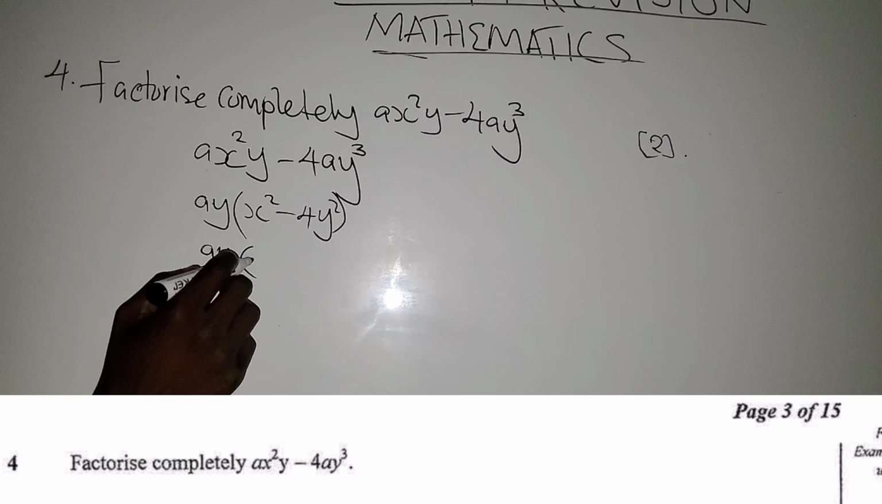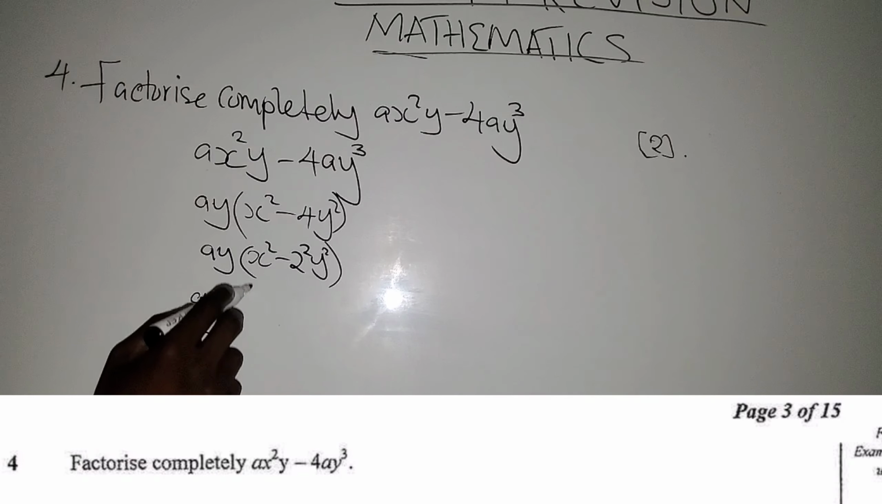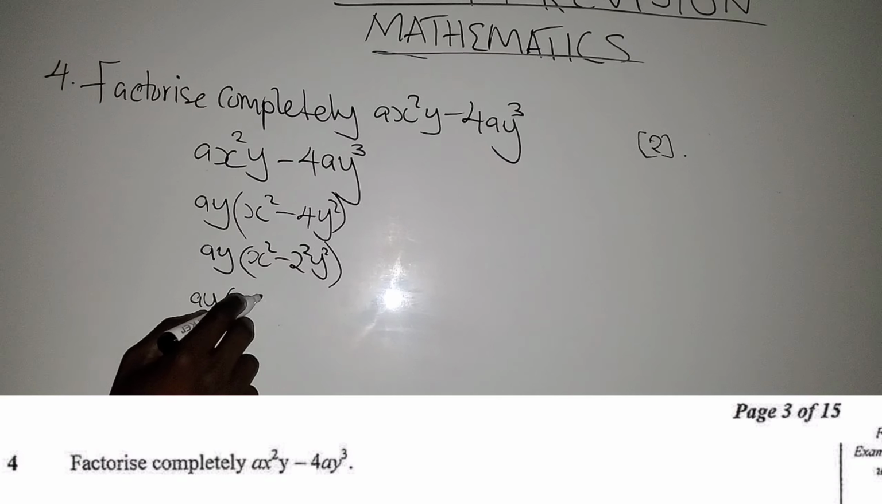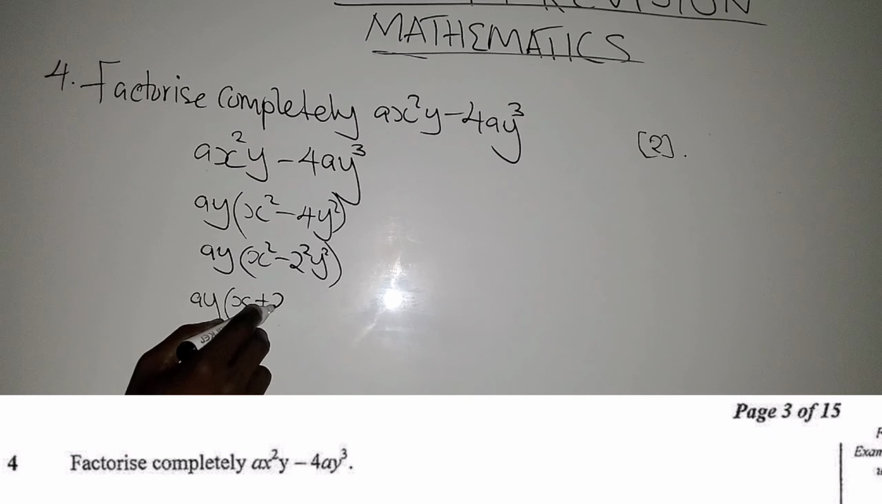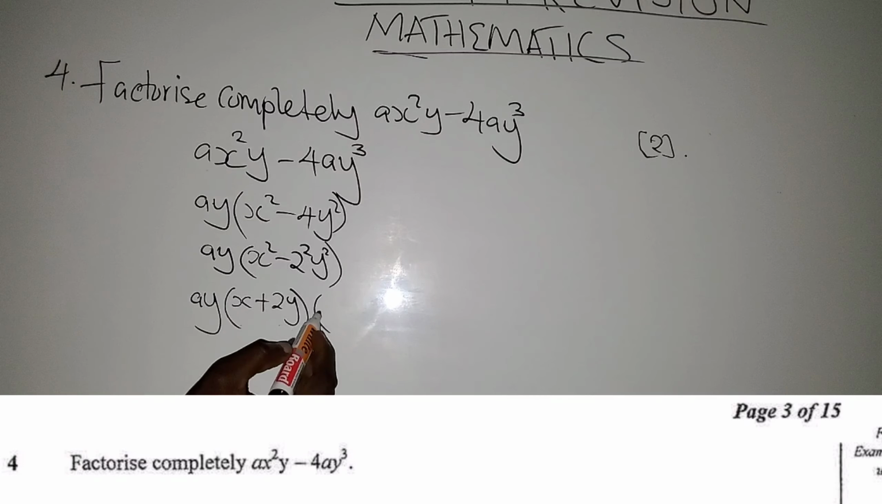So what you need to do, you say ay, open bracket. This can be written as x squared minus, this 4 can be written as 2 to the power 2, y to the power 2, close bracket like this. Then ay, open bracket, you write one of the x's here, plus one of the 2's and y there. Then the remaining bracket, remain with x, but in this case use a minus 2y like this. So this is the final answer.